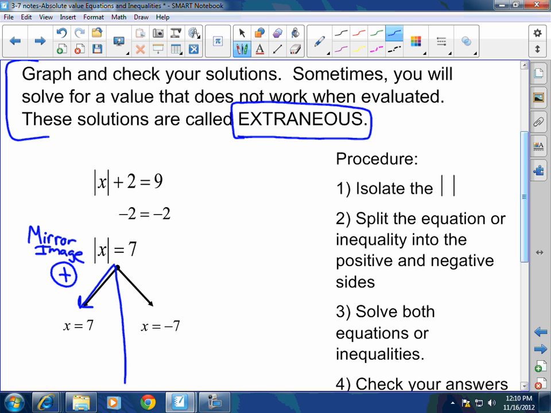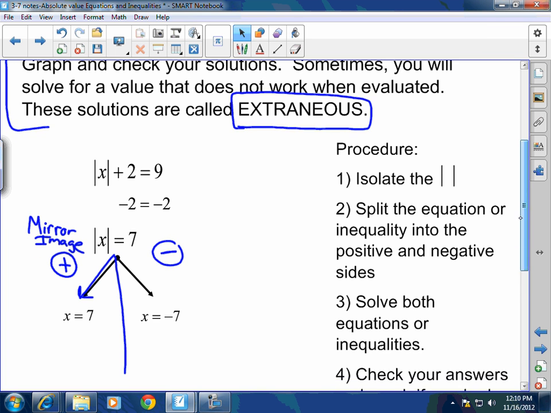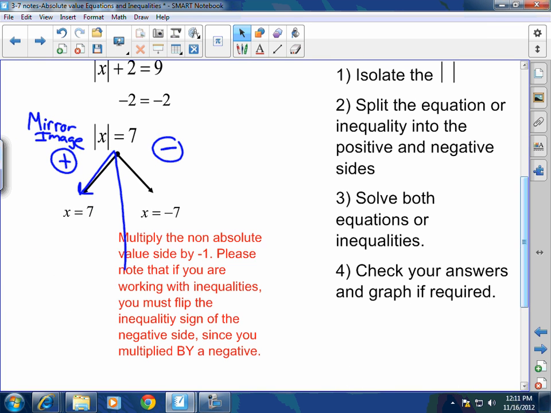Done. Then I have my negative side, guys. Now, for my negative side, please pay attention to what's in red here. You're going to multiply the non-absolute value side by a -1. Please note that if you are working with inequalities, you must flip the inequality sign of the negative side since you multiplied by a negative. So let's examine this. What's the non-absolute value side here?